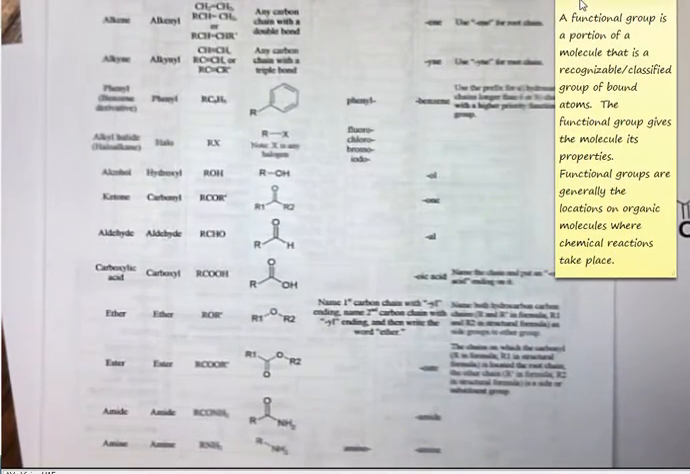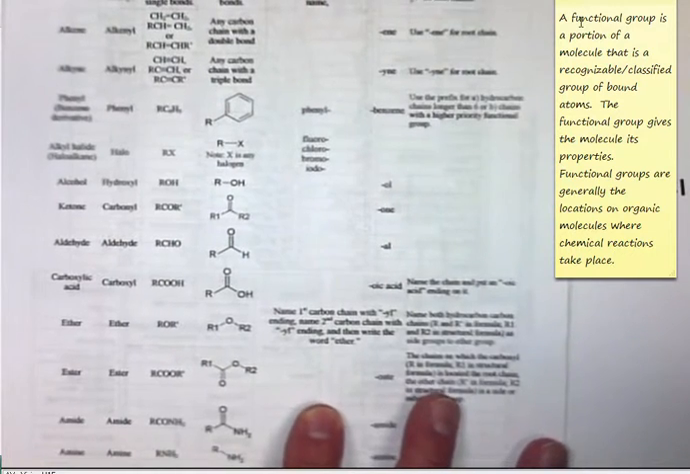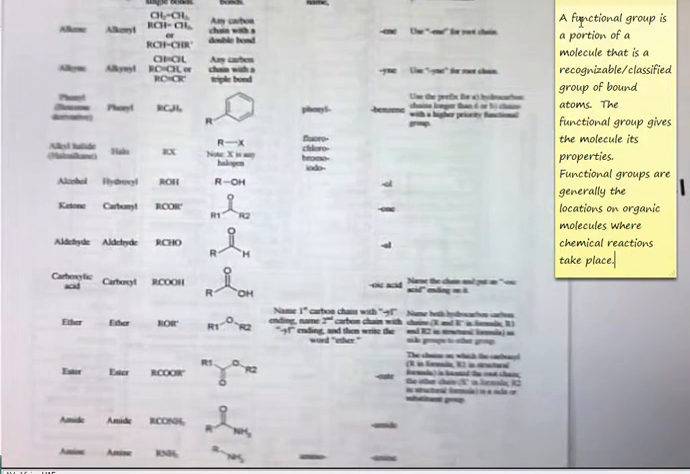For the record, if you've been paying attention, I sent you this formal definition of a functional group. I told you yesterday a simplified sort of definition of a functional group. A functional group can be defined in a more formal way as a portion of a molecule that is a recognizable, classified group of bound atoms. The functional group gives the molecule its properties. Functional groups are generally the locations on organic molecules where chemical reactions take place. And that last sentence is pretty much what I told you in class yesterday.